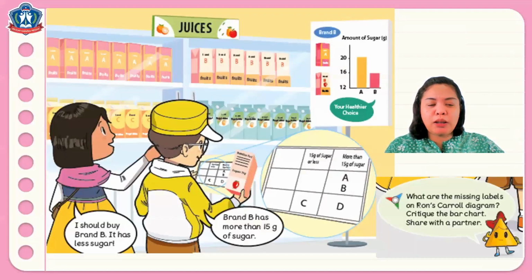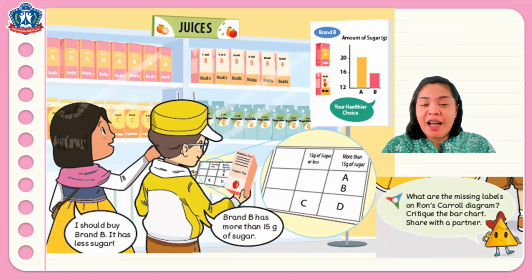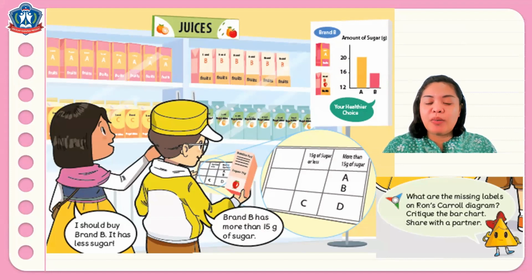I have here a picture of two children. We have here Ron. Ron has a Carroll diagram. Can you see the Carroll diagram? This one. As you can see, there are missing labels, right? Now try to find out what the missing label for this Carroll diagram is. Are you familiar with the Carroll diagram and Venn diagram? I hope you still remember, because these topics were already discussed when you were in P3, okay?